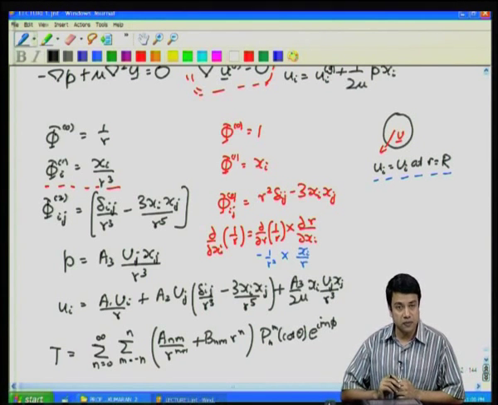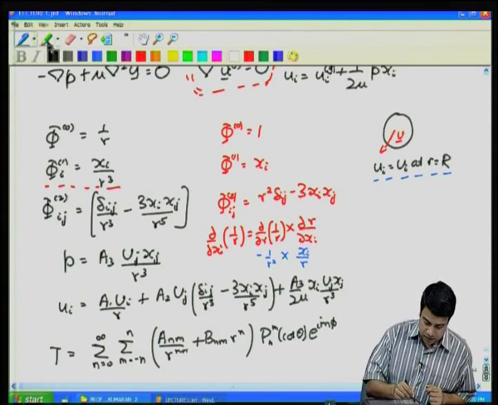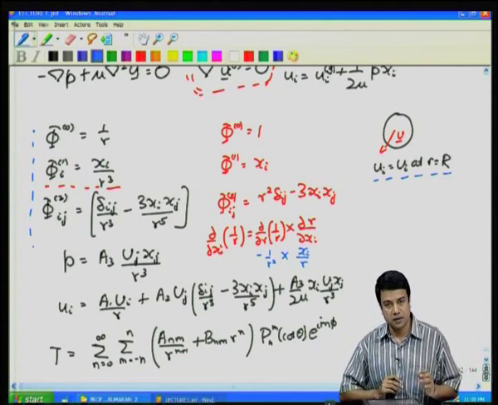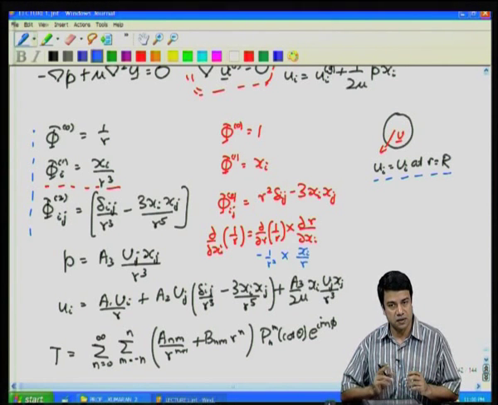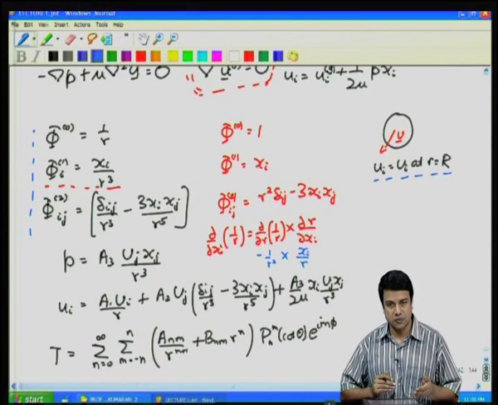So, corresponding to these solutions, these solutions are what are called decaying harmonics. The first solution phi naught goes as 1 over r. So, as r increases it decreases as 1 over r. The next one decreases as 1 over r square, the next one decreases as 1 over r cubed and so on.